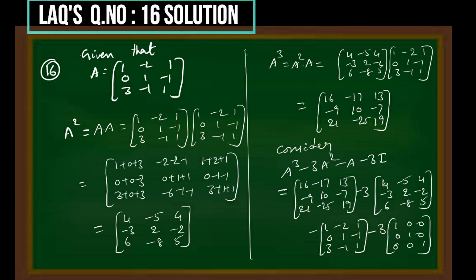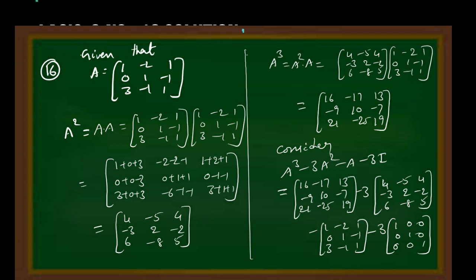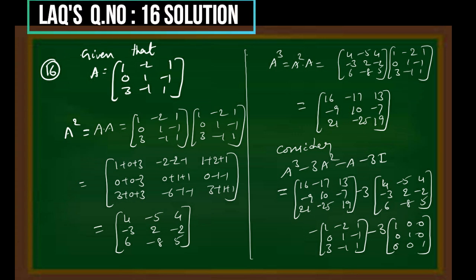These three are the elements in the second row. Similarly, multiply the third row with the first column, second column and third column. These three are the elements in the third row. We get that is equal to 4 minus 5 4, minus 3 2 minus 2, 6 minus 8 5. Now we find A cube.